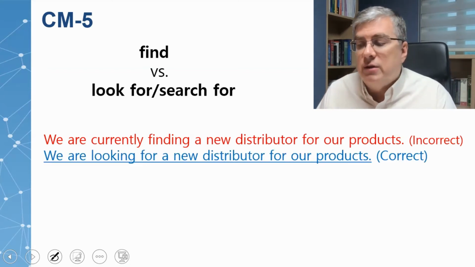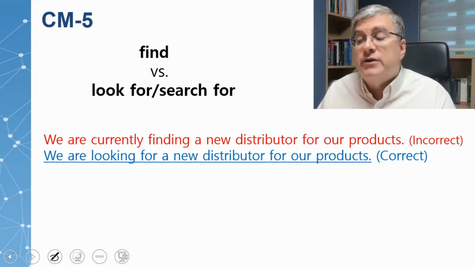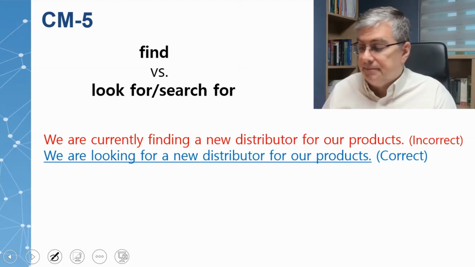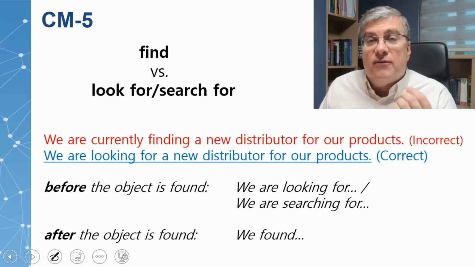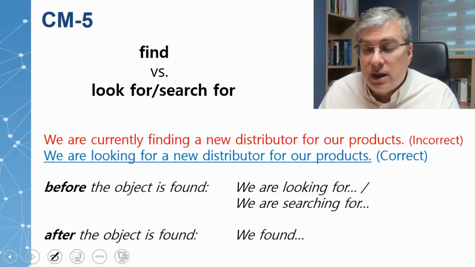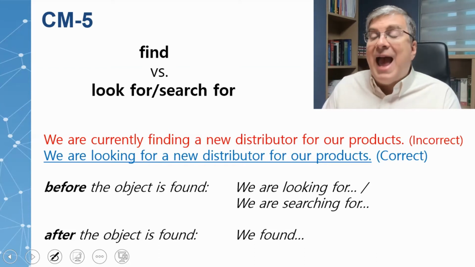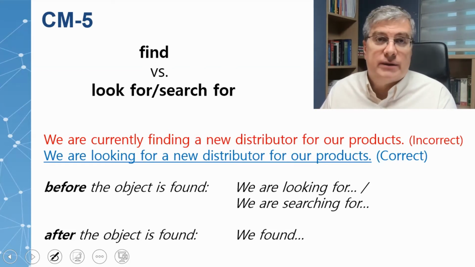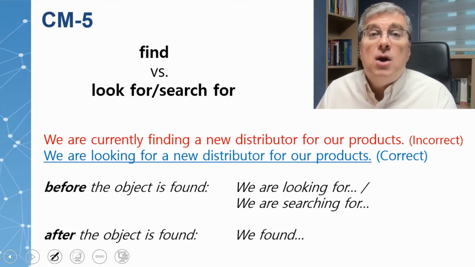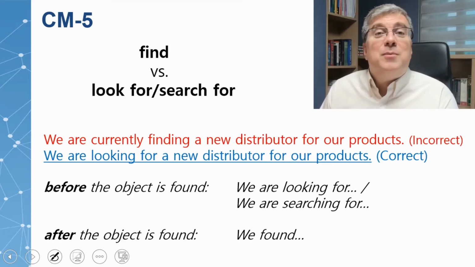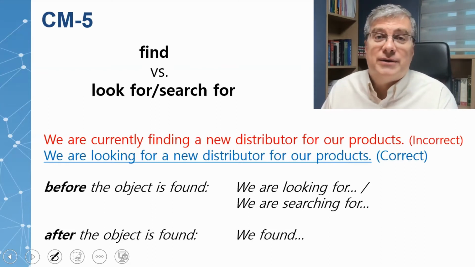So you should change that to, we are looking for a new distributor for our products. Of course, you can also use search. We are searching for a new distributor for our products. But that does take a long time. So be careful. Before you know where the object is, before the object is found, you should say, we are looking for or we are searching for it. After the object is found, then you can say, we found it. Okay? But it sounds very strange in English to say, we are finding something, right? That sounds odd. So be careful with the meaning and how they are used. Okay, let's move on.